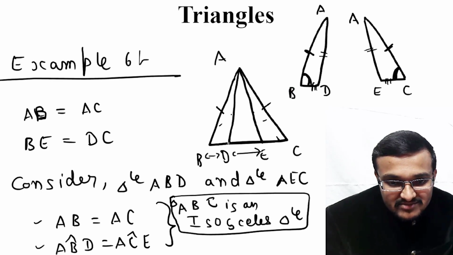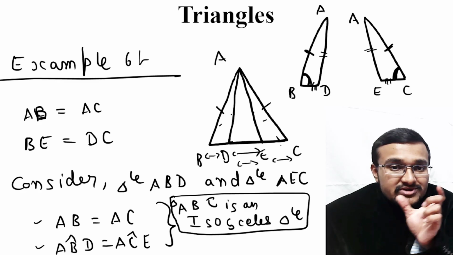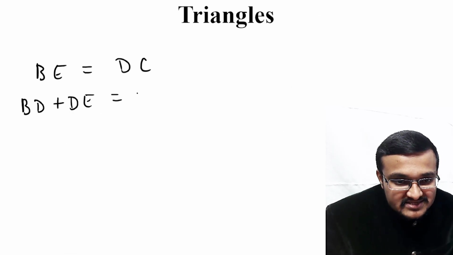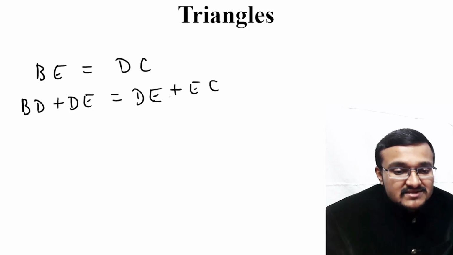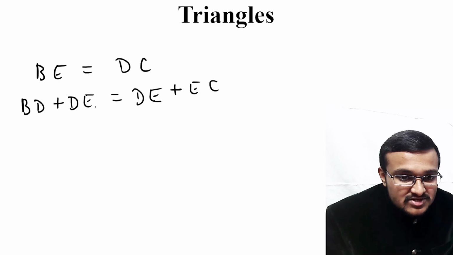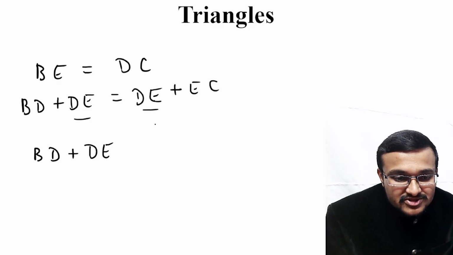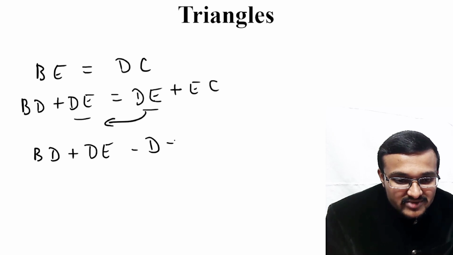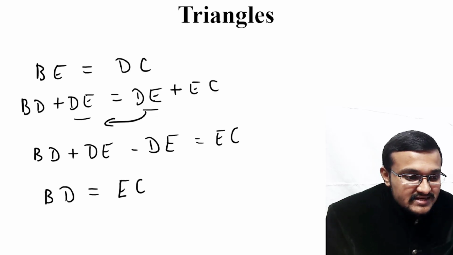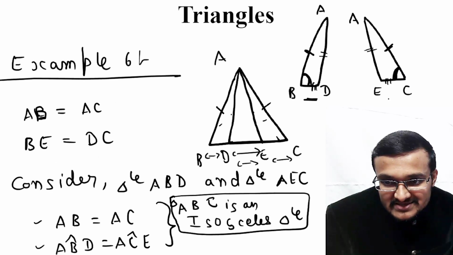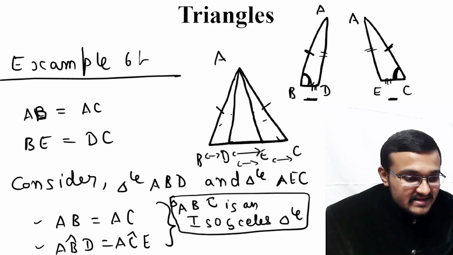Similarly, E is lying in between D and C, so DE plus EC will be equal to DC. In the place of DC you can write DE plus EC, because E is lying in between D and C. Here DE and DE are common. So BD plus DE equals DE plus EC, and this DE you can bring to the LHS, so it becomes minus DE. Plus DE minus DE gets cancelled, so BD will be equal to EC. That is, this particular side BD is equal to this particular side EC.